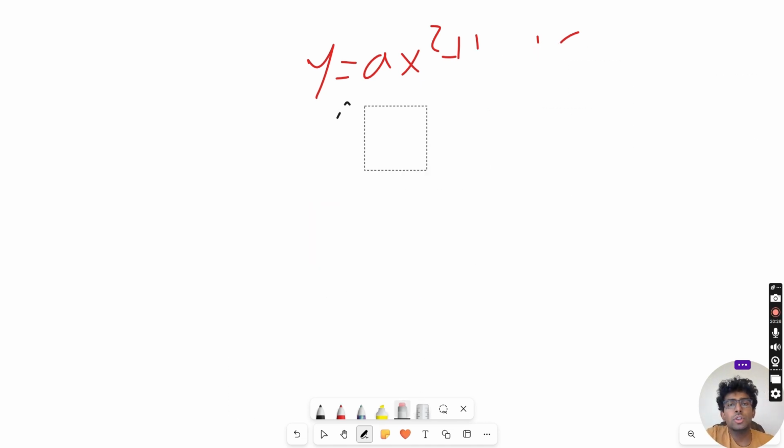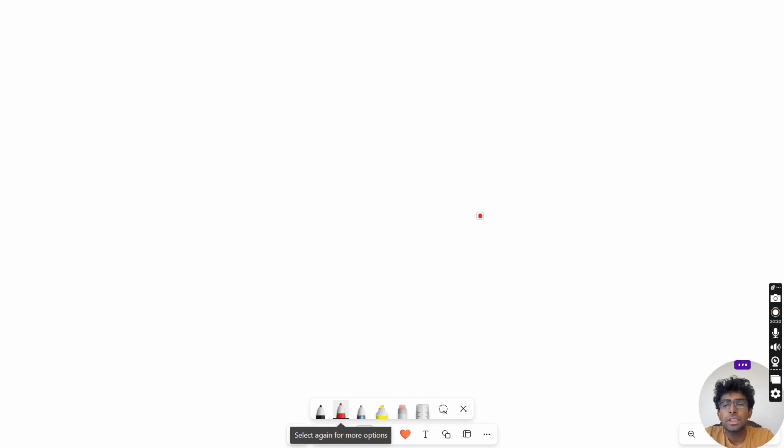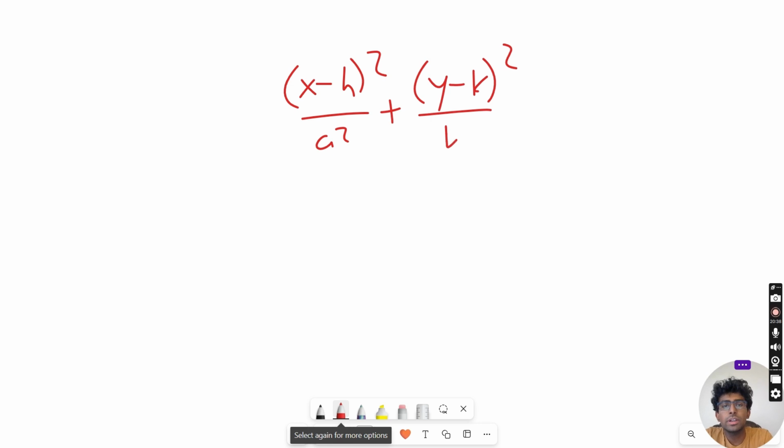So now let's move on to ellipses. They're in the form x minus h squared over a squared plus y minus k squared over b squared equals 1. So what does this all mean? So h, k, remember, h comma k, that's going to be your center of the ellipse, similar to how it was in the circle. So this is your center.